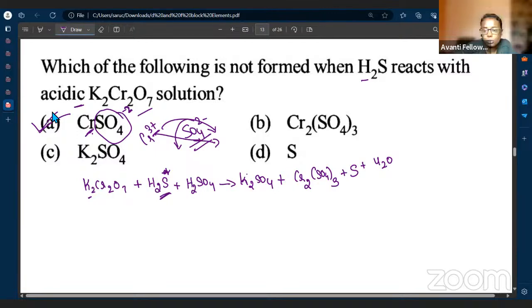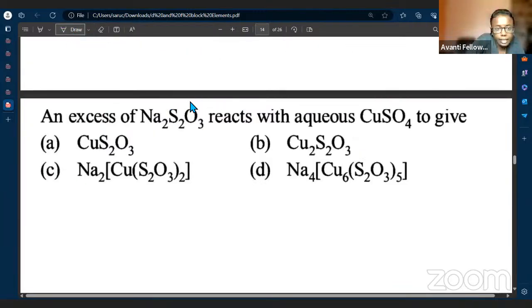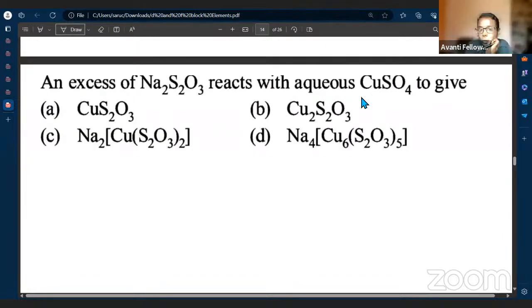Question: excess of Na2S2O3 reacts with CuSO4 to form... Na2S2O3 reacts with aqueous copper sulfate to get what? So what would be the answer? Write the equation between Na2S2O3, thiosulfate, and copper sulfate. What would be the answer? First I'm taking CuSO4 reacting.